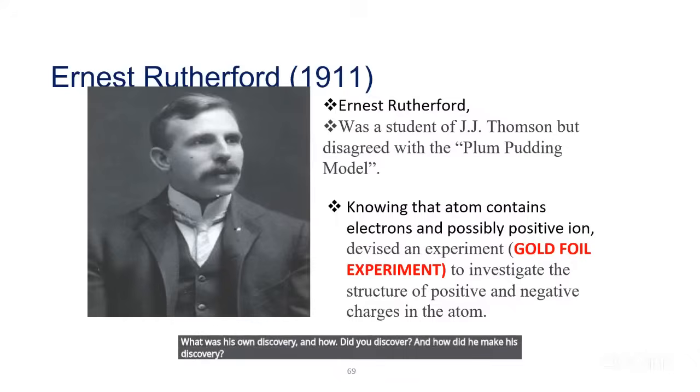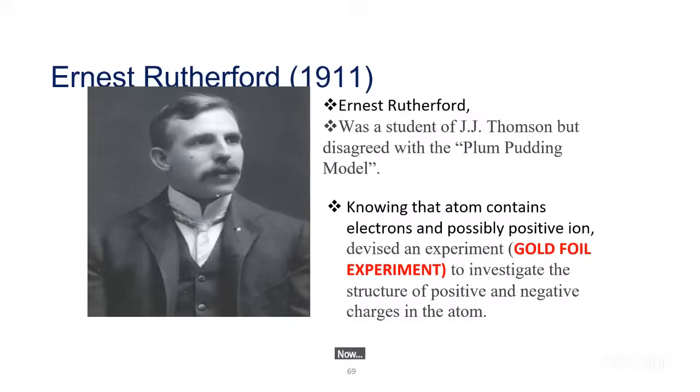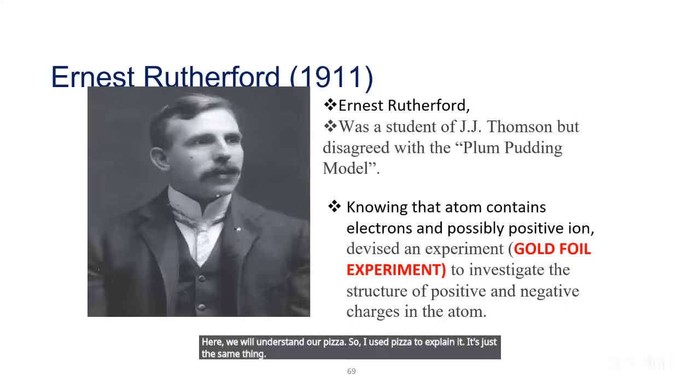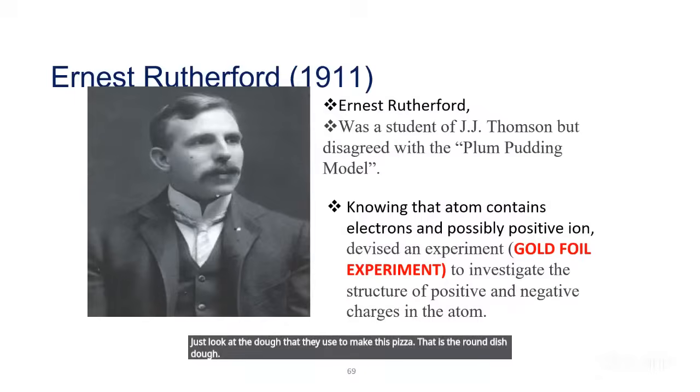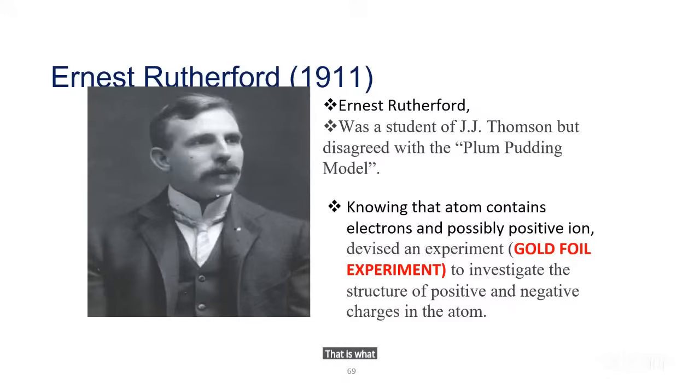Now, Ernest Rutherford was a student of J.J. Thomson. But remember, last class, I told you that J.J. Thomson's theory was based on what he referred to as the plum pudding model. Here, we will understand it with pizza. So I used pizza to explain it. Just look at the dough that they use to make the pizza. That is the roundish dough. That is what this model is all about.